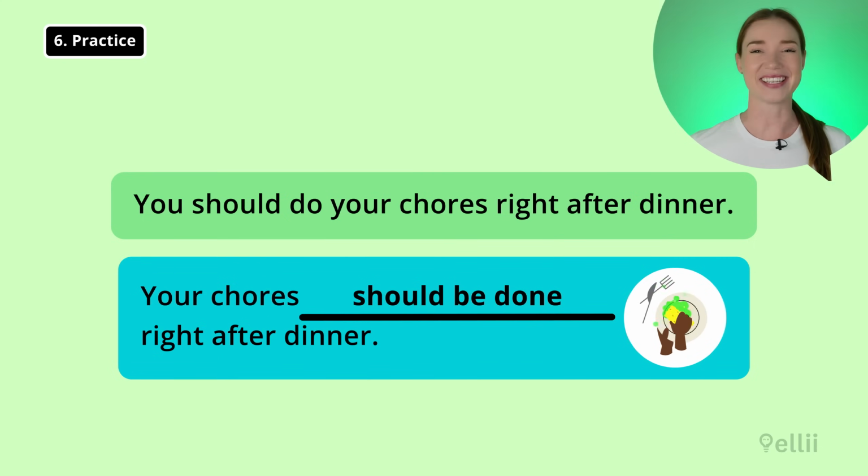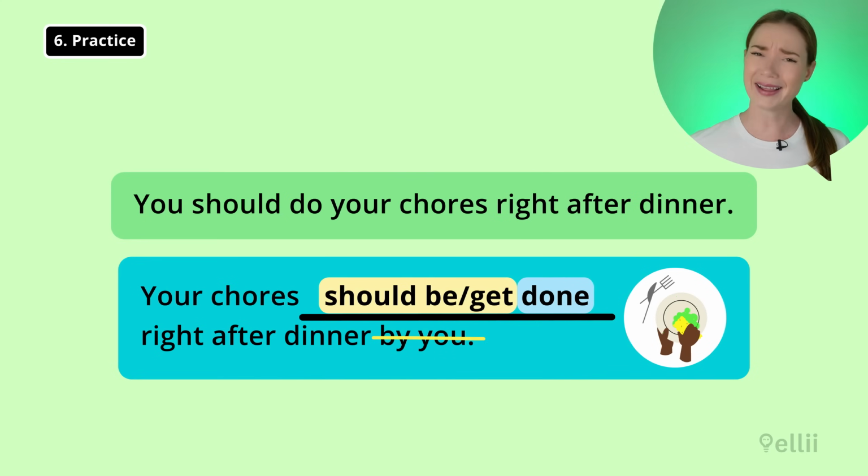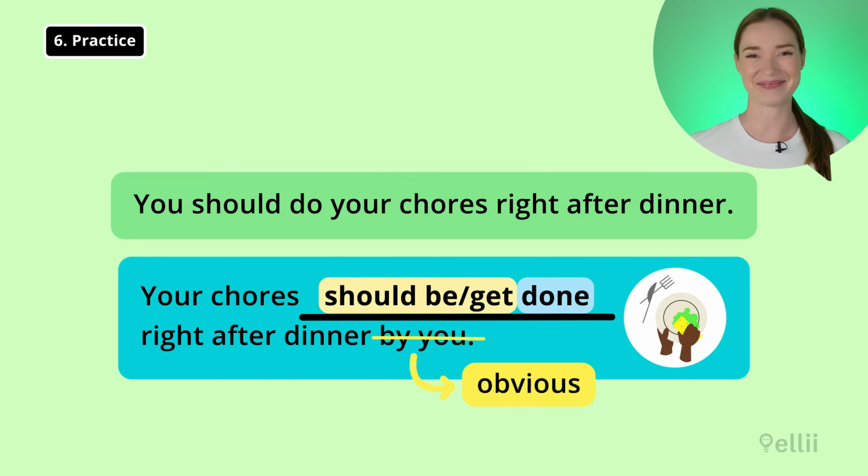Yep, that's it. You should do your chores right after dinner becomes your chores should be done right after dinner. The base form of the auxiliary be or get follows the modal should, and this is followed by the past participle done. We can drop by you again since it's obvious.